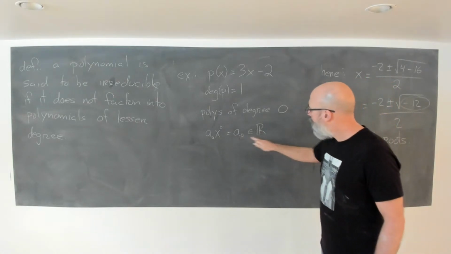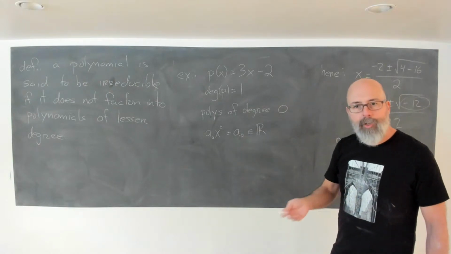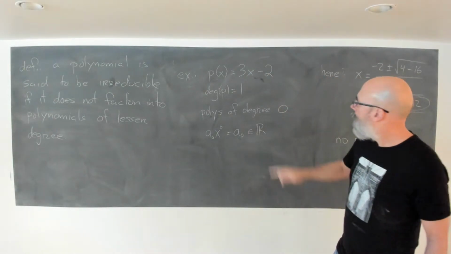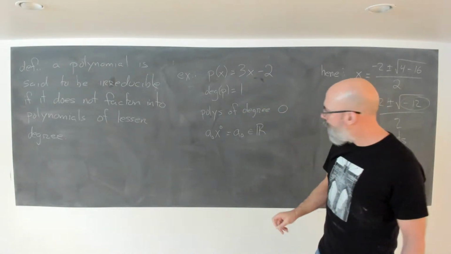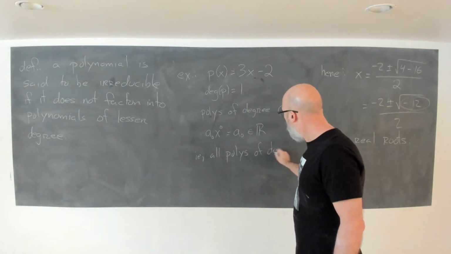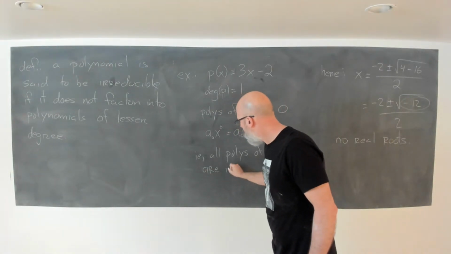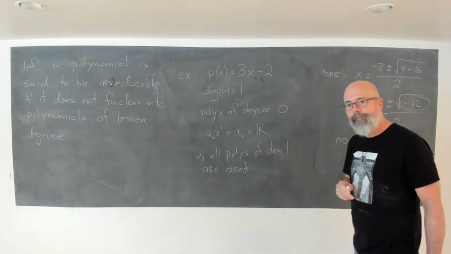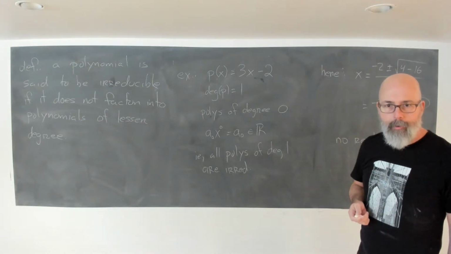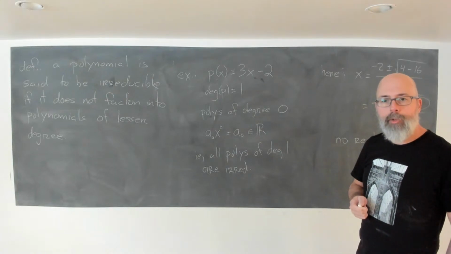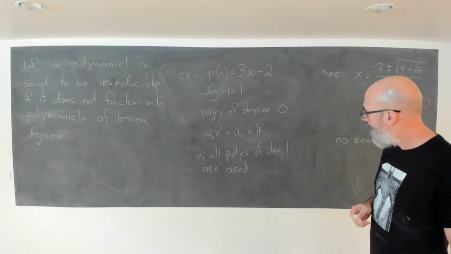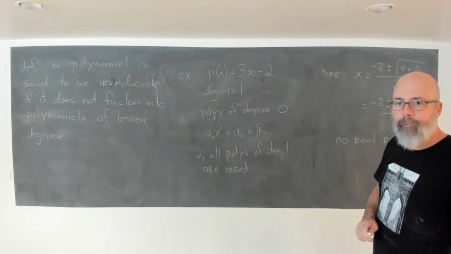And if you multiply two polynomials of degree 0 together, or if you multiply two real numbers together, you're not going to get a polynomial of degree 1. So this polynomial, and in fact all polynomials of degree 1, are irreducible. Because if you take any polynomial of degree less than 1, these are all degree 0, these are real numbers, and if you multiply two real numbers together, you're not going to get a polynomial of degree 1. You're just going to get another real number. So polynomials of degree 1 are all irreducible.